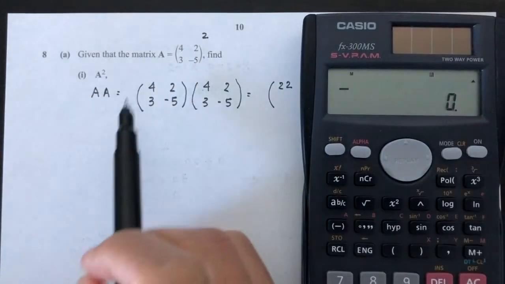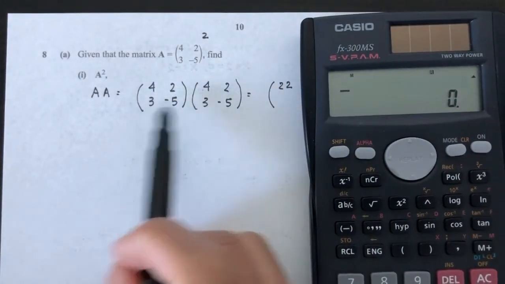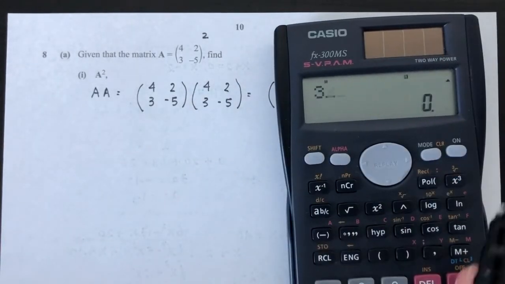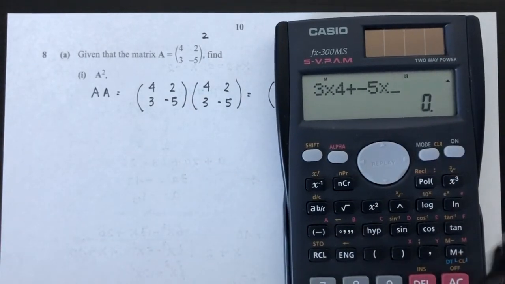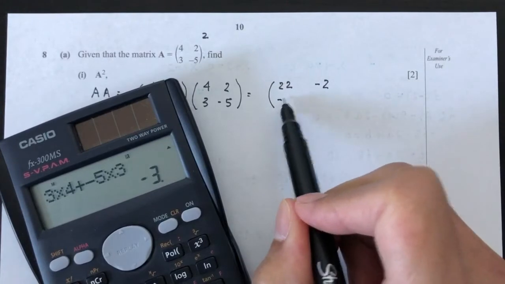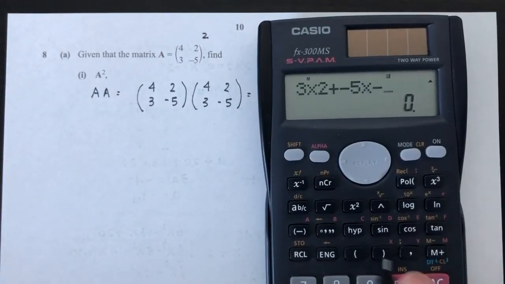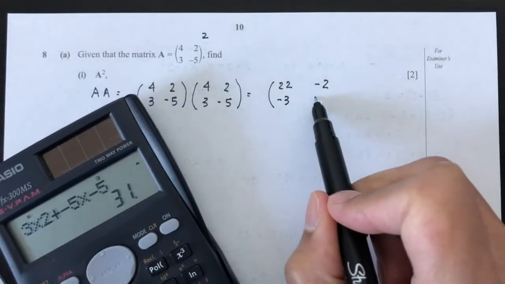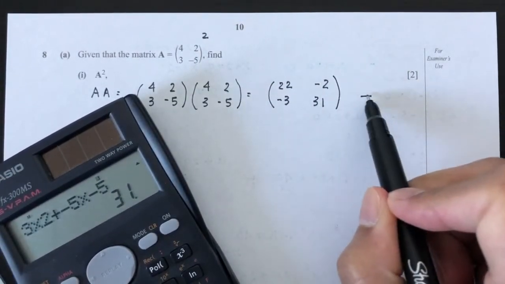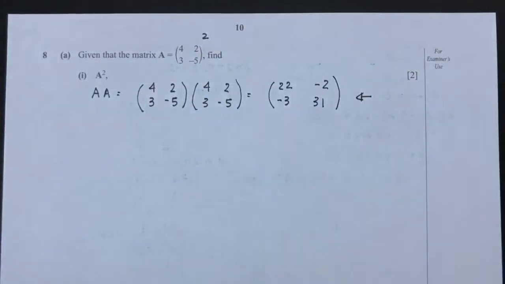Okay, same thing, rows by column, rows by column. 3 times 4 plus minus 5 times 3, that will be minus 3. And you have 3 times 2 plus minus 5 times minus 5, that will be 31. So this is your answer for part 1, which is A square, which is equal to A times A.